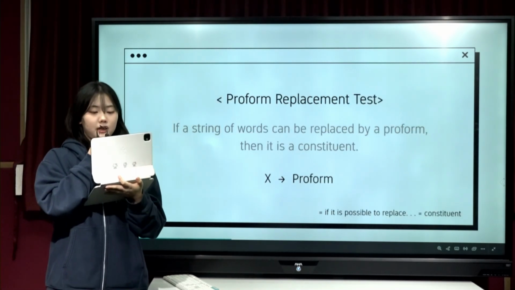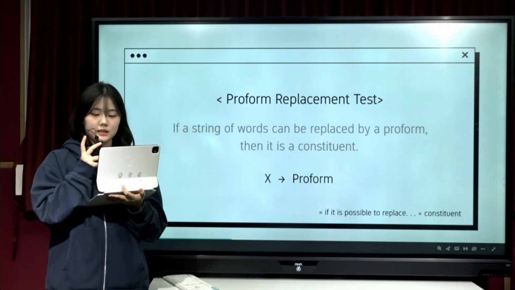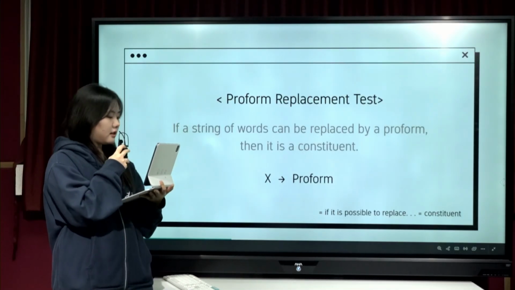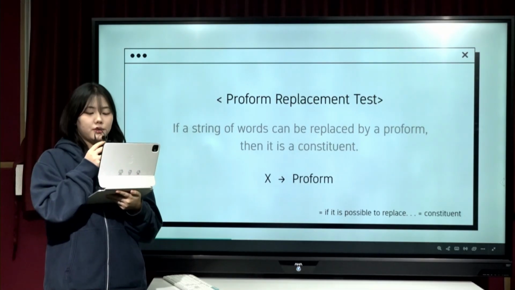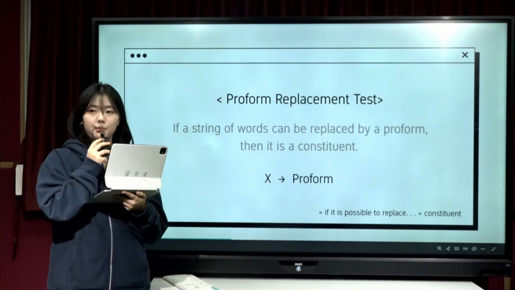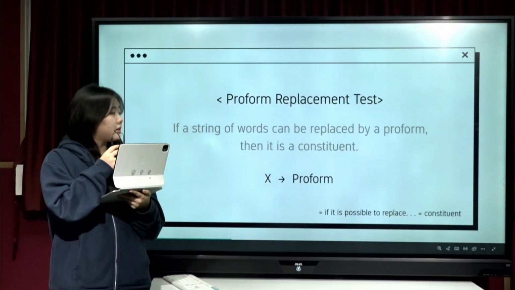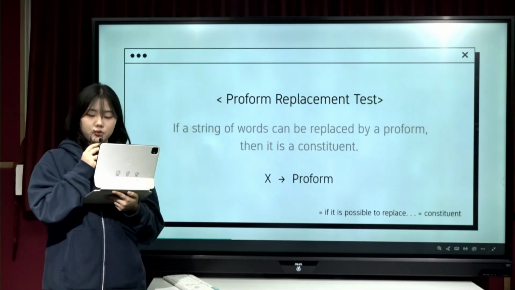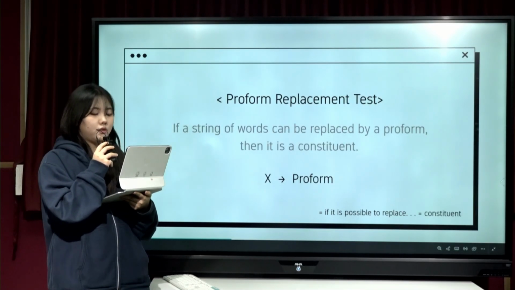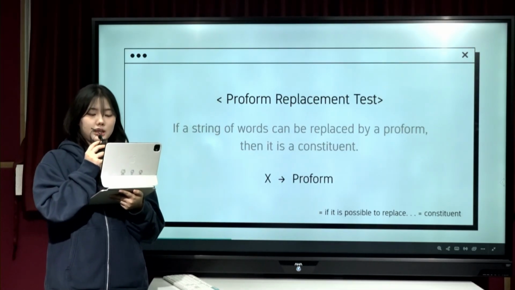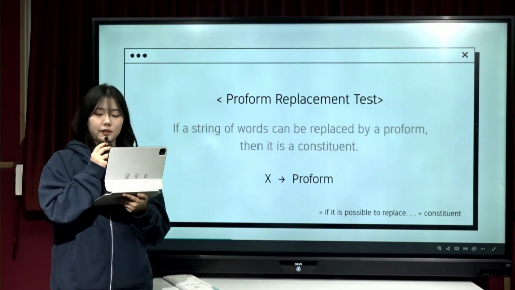I will explain the proform replacement test, which is one of the constituency tests in syntax. The basic idea is very simple. If a string of words can be replaced by a proform, like it, there, then, one, or her, then that string is a constituent. We can summarize this with principle 2: if a string of words can be replaced by a proform, then it is a constituent.